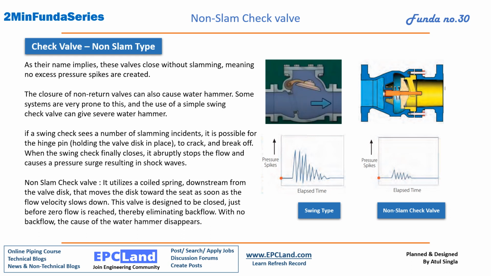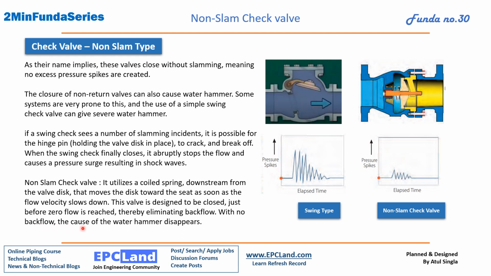What is happening in non-slam, it utilizes a coil spring. If you see, there is a coil spring inside this valve downstream from the valve disc that moves the disc towards the seat. Okay, this spring brings it back to the seat as soon as the flow velocity slows down. Okay, as the flow velocity slows down, it slowly comes back. The spring helps bring it back to the closed position. This valve is designed to be closed just before zero flow is reached. Okay, when it is zero flow, then it slowly closes and brings it to the closed position, thereby eliminating backflow.